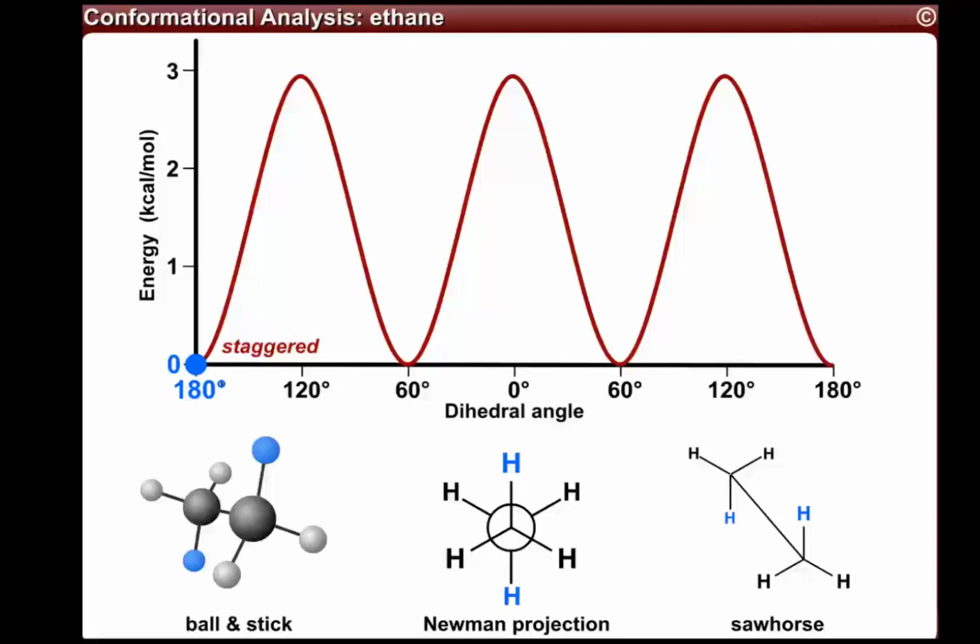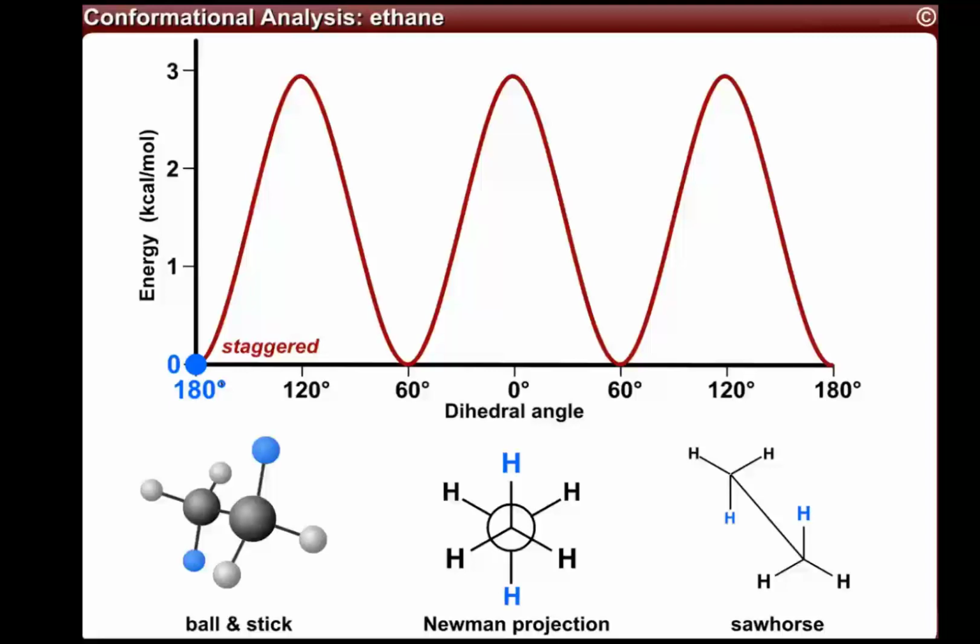The graph represents the energetics of the conformational analysis. The y-axis has energy. In this case, it shows kilocalories per mole. In my diagrams, I usually use kilojoules per mole. Right now, we're in the situation of a staggered conformation. You can see the blue hydrogens are 180 degrees relative to one another.